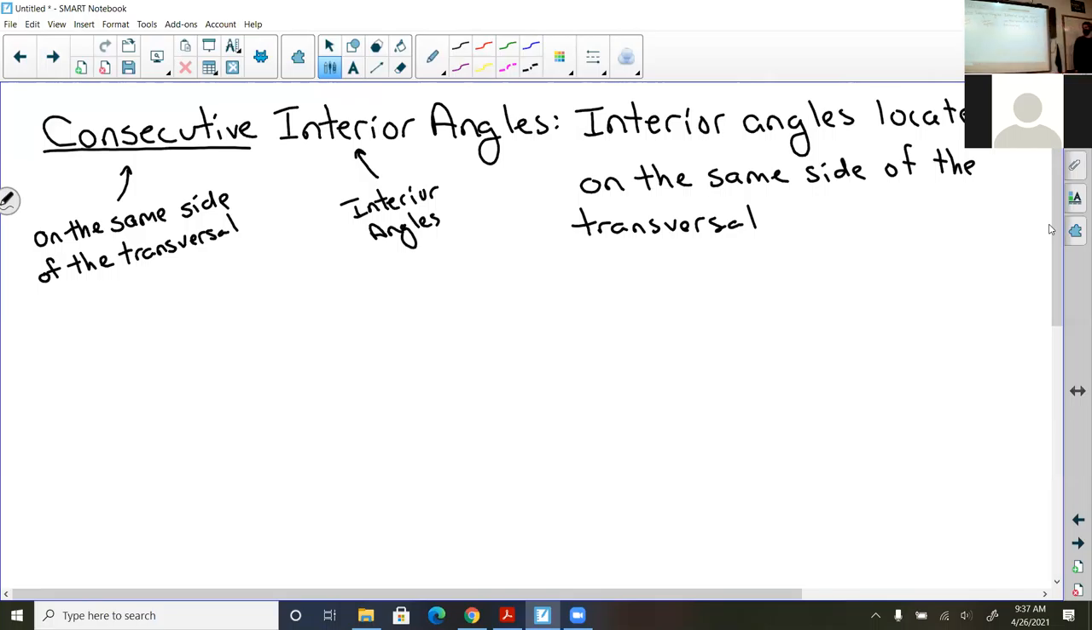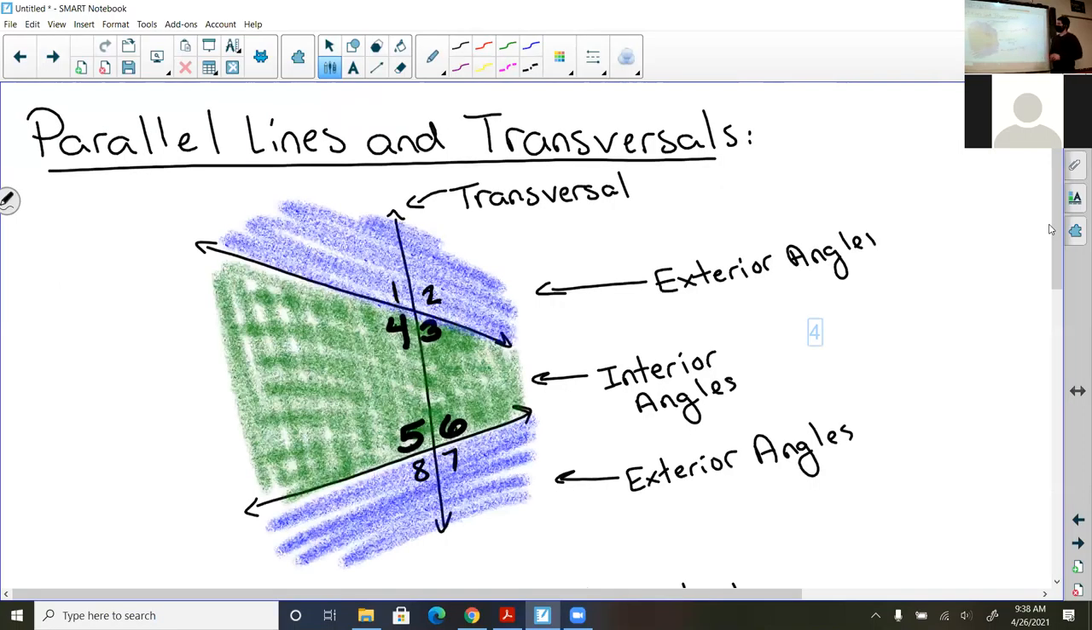So I'm going to go back to my picture and ask, which of those angles would be both consecutive and interior? The fact that they're interior means I'm only talking about my green angles, so 3, 4, 5, and 6. And on the same side of the transversal. With the transversal, we have the left side and the right side. As soon as I cross over that transversal, I'm going to a different side. It doesn't matter if this transversal is horizontal or vertical. As soon as you cross the transversal, you're on the other side.